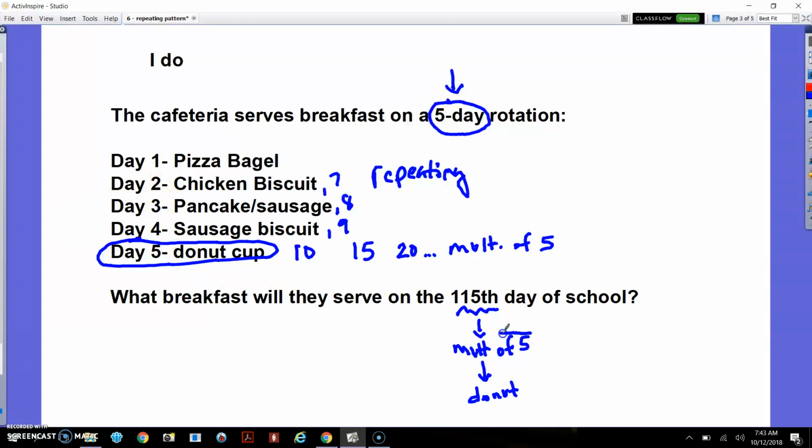I lucked out here. This is a multiple of 5. And so is this, and so that one was pretty easy to do. Didn't even have to do any division or anything like that.